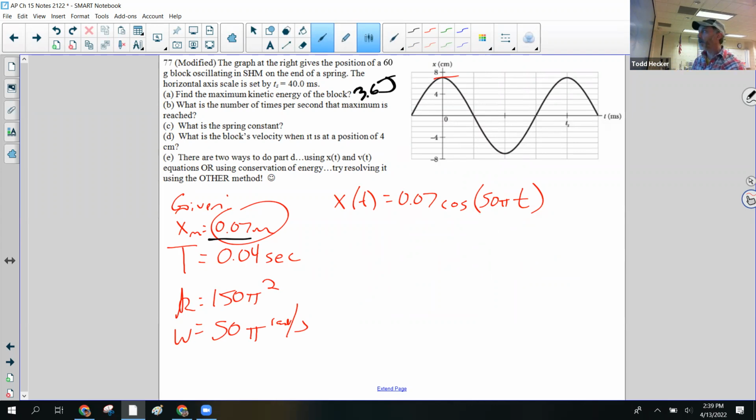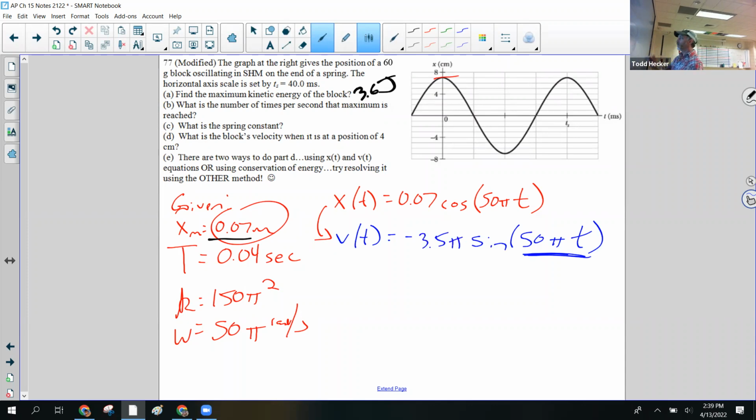We're trying to find the maximum kinetic energy. KE is 1/2 mv squared. Let's find the velocity. Let's take a derivative. So my velocity at time t is the derivative of this. The derivative of cosine is negative sine of 50 pi times t. Oh, chain rule. I need to now multiply by the derivative of 50 pi t, which is just 50 pi. So I'm going to do 50 pi times 0.07, which gives 3.5 pi.